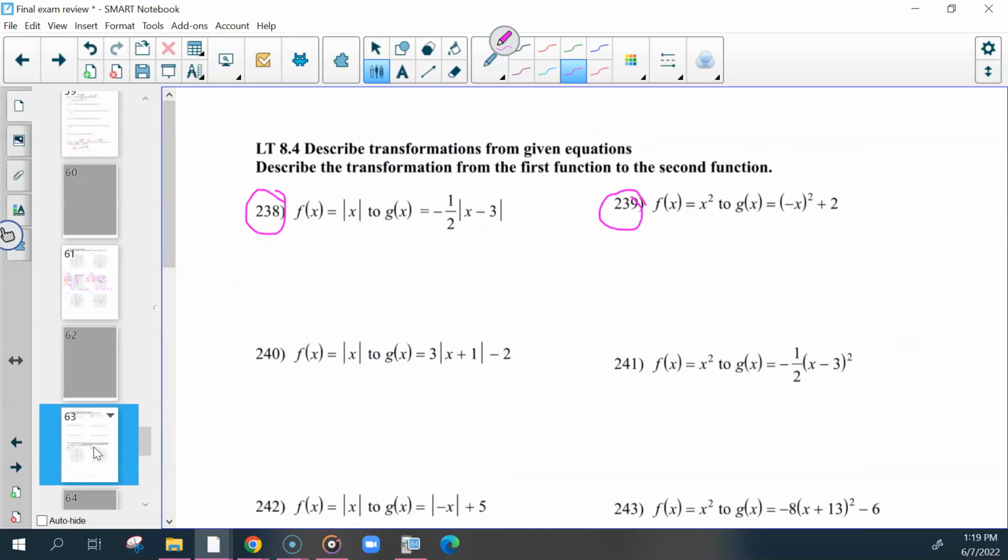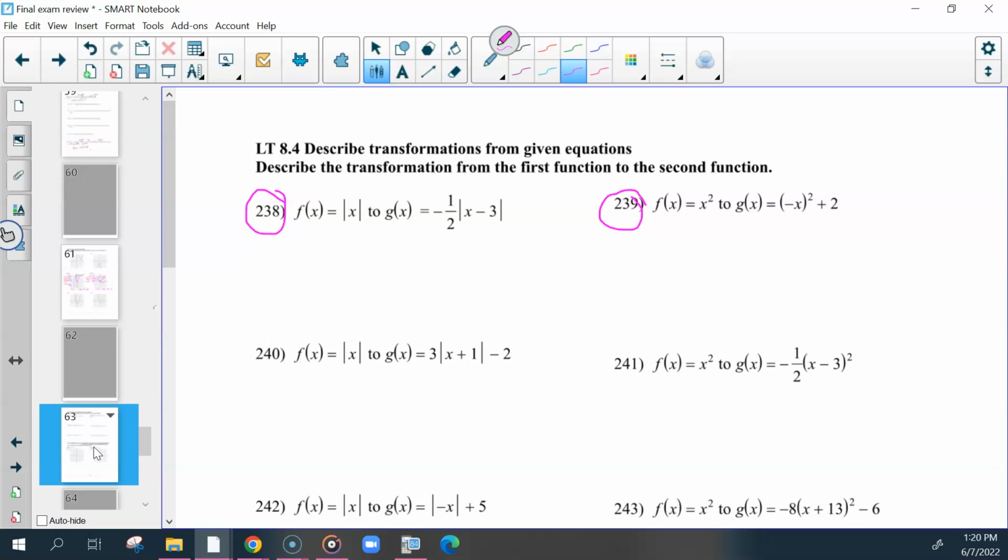Next objective. 8.4, we are now describing the transformations, so just putting them into words. We do need to be specific, use words like translate if it moved, up, down, left, right. Reflect if it's been flipped, and then over which axis. And then if there is a different number out here other than 1, figure out the scale factor.